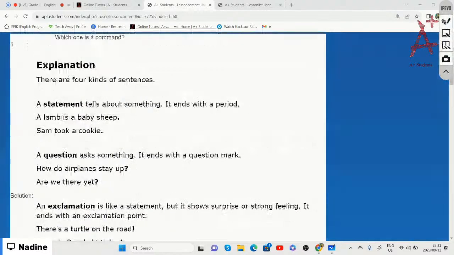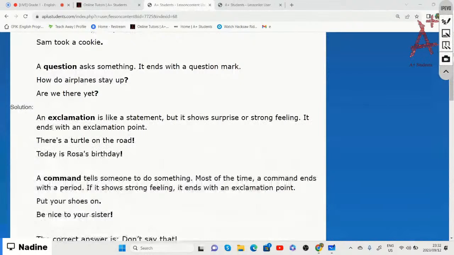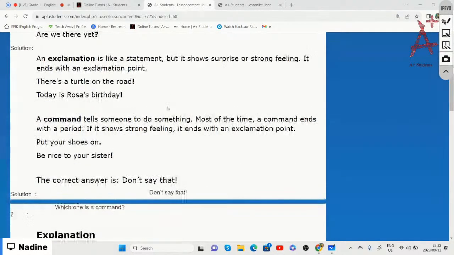We explained a statement, which tells us about something; a question, which asks a question and ends with a question mark; an exclamation, which is like a statement but shows surprise, strong feelings, excitement, and ends with an exclamation point. And then we have a command, and a command tells someone to do something. A command either ends with a period, but if it shows strong feeling, then it ends with an exclamation point.